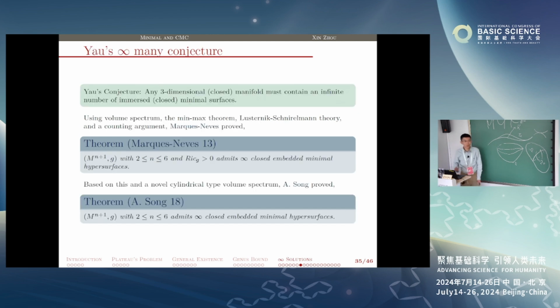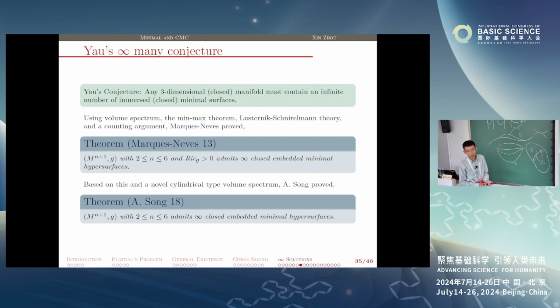So let's go back to Yau's conjecture and see how we combine all the recipes to prove it. The conjecture suggests finding infinitely many minimal surfaces. There were two major breakthroughs, first by Marques-Neves and then by Antoine here. We can combine the volume spectrum, which obeys the Weyl law, the min-max theorem, which gives the existence, the Lusternik-Schnirelmann theory, and the counting arguments. They first confirmed this when Ricci curvature is positive.